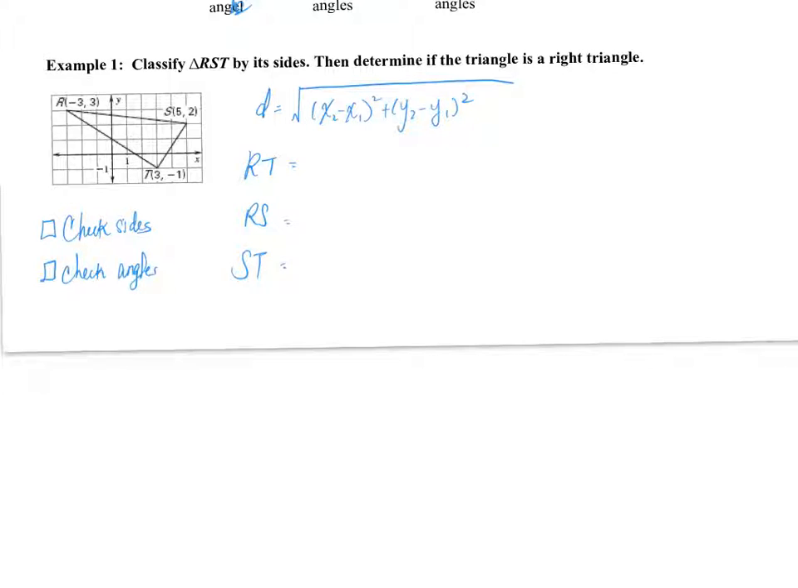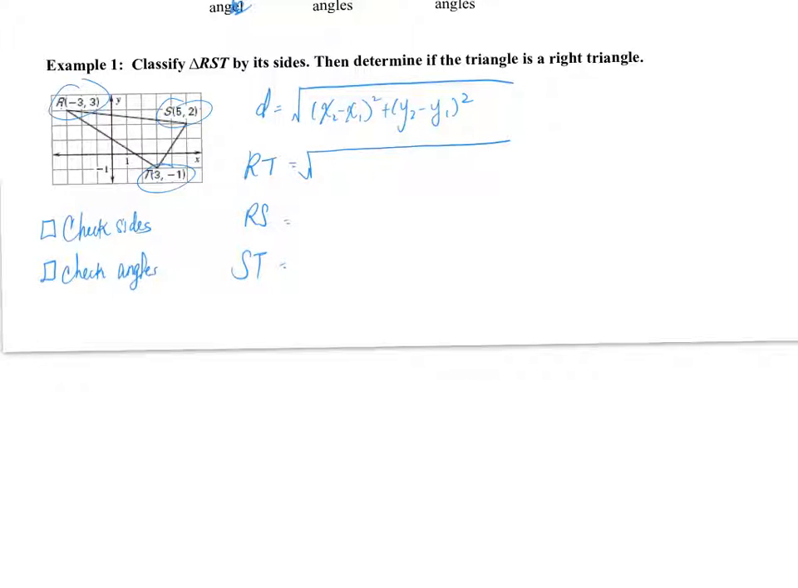Okay, for example 1, it says classify triangle RST by its sides. Then we need to determine if the triangle is a right triangle. So first we need to find out the lengths of each side of this triangle by using the distance formula, since we're given 3 coordinate points. So let me first find out what the distance between RT is.